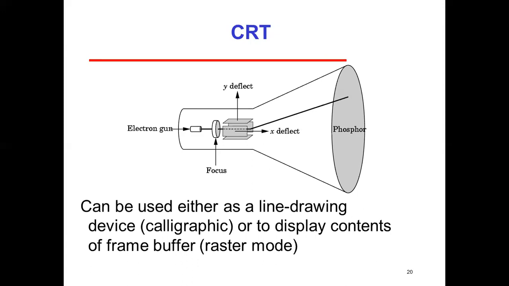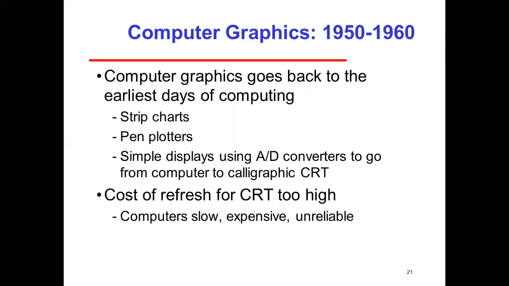So it can be used either as a line drawing device or to display contents of the frame buffer, which is raster mode. So the image we can store in the frame buffer. So this is the history of computer graphics in 1950 to 1960.